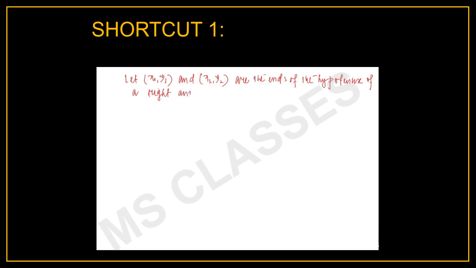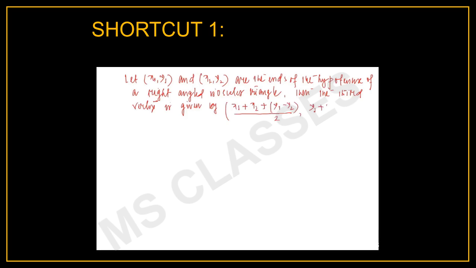A right angle isosceles triangle. Then the third vertex is given by this shortcut: x1 plus x2 plus minus y1 minus y2, whole by 2, which is the abscissa, and the ordinate is given by y1 plus y2 minus plus x1 minus x2, whole divided by 2.